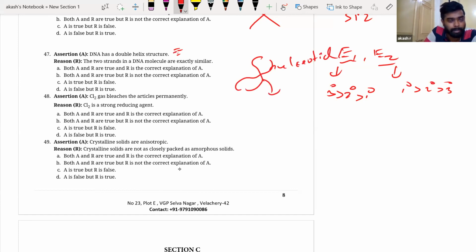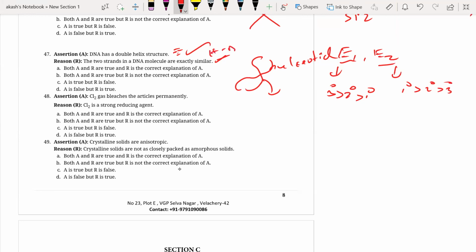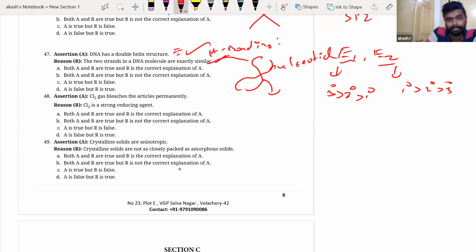Now DNA forms a double helix structure, correct? The two strands in a DNA molecule are exactly similar. But is this the reason for the double helix? What is the reason for the double helix? I taught you something called Watson-Crick base pairing. Sir, hydrogen bonding. Between adenine and thymine, and guanine and cytosine. Yes, exactly. That is the hydrogen bonding we are talking about.